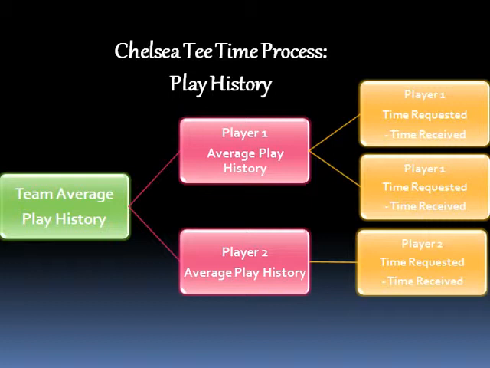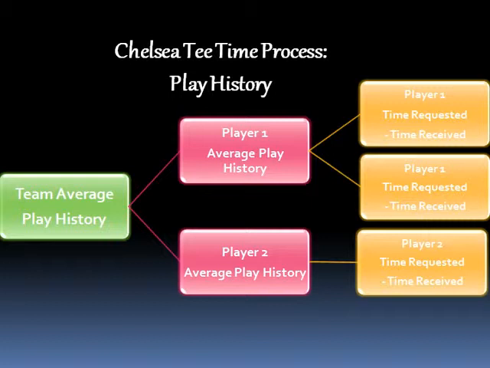Now, it looks at the play history in a 1 week moving window. In other words, if the tee sheet is being run for Wednesday, it goes from Wednesday to Wednesday. And then the next day, if the tee sheet's being run on Thursday, it goes from Thursday to Thursday, Friday to Friday, etc. So it's always moving in a 1 week window.